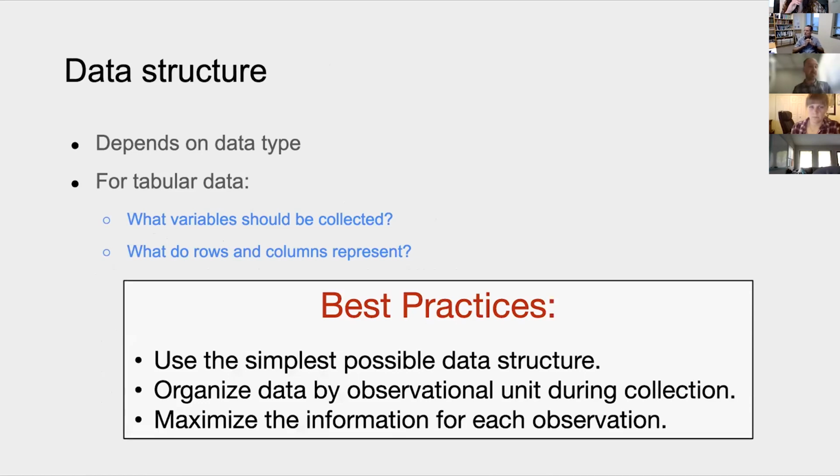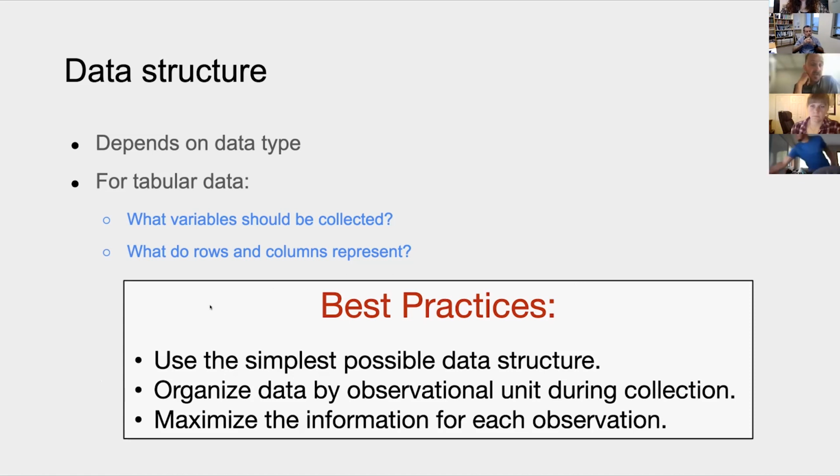Also think about data structure, and that's going to depend on the type of data you're collecting. But for tabular data, it's going to include what variables are you going to be collecting, and is each one going to be represented as a column? What do your rows represent in your tabular data set? Are they observations, or are they laboratory analysis results? The best practice here is try to use the simplest possible data structure that you can.